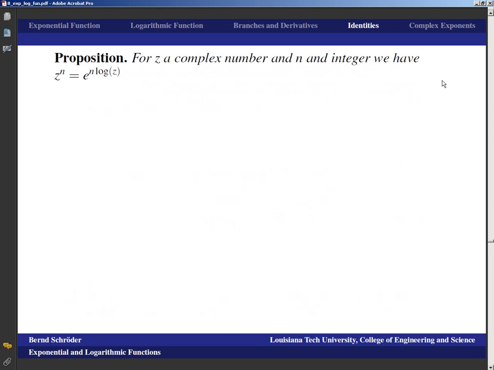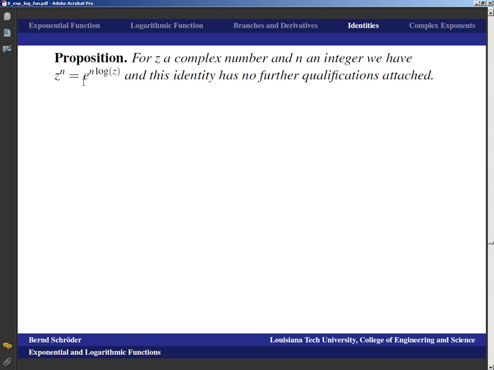Okay, for a complex number z and n being an integer, for these two numbers we have that z to the n is e to the n log z, so pretty much we again apply the logarithm and power laws that we know from the real line, and we get what we expect we should get, but we have to prove it here because we don't know these things for complex numbers. But thankfully this identity, unlike the other one, does not have any further qualifications attached.